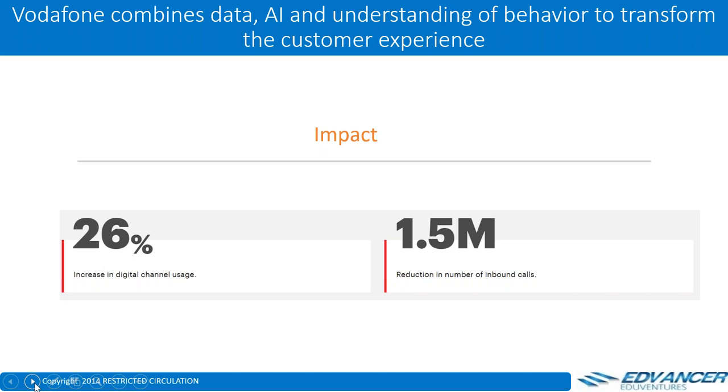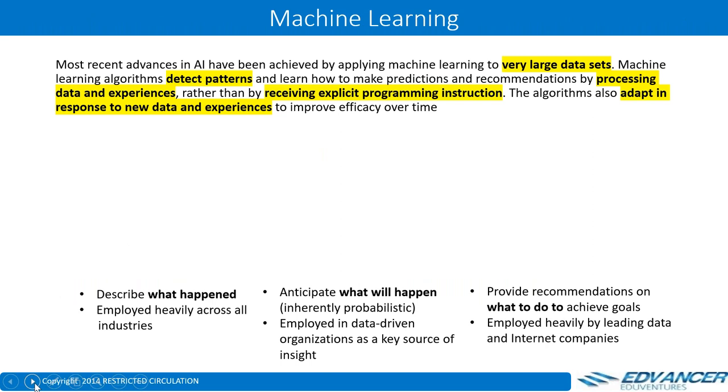Now, let's move to what exactly machine learning is. We have seen the impact, we have seen how it is impacting industry, the brief overview, the history, but what exactly is machine learning? I have highlighted a couple of keywords: very large data sets, patterns, processing data and experience, without receiving explicit programming instruction, and then adapting to the response of new data and experiences. These are exactly the keywords you look at when you talk about machine learning, okay?